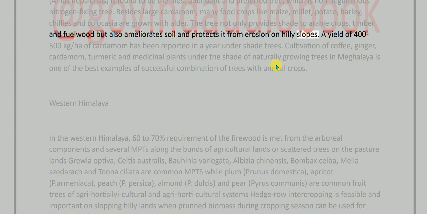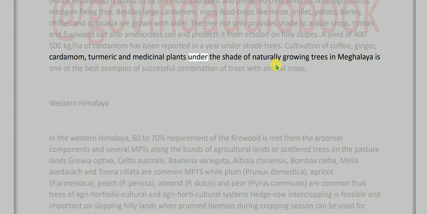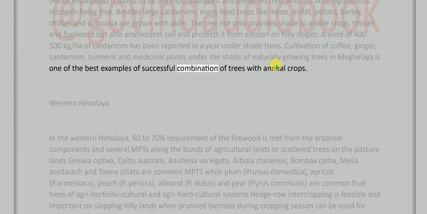A yield of 400-500 kg of cardamom has been reported in a year under shade trees. Cultivation of coffee, ginger, cardamom, turmeric and medicinal plants under the shade of naturally growing trees in Meghalaya is one of the best examples of successful combination of trees with annual crops.